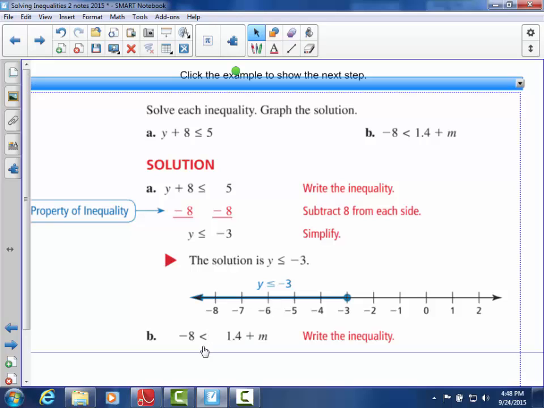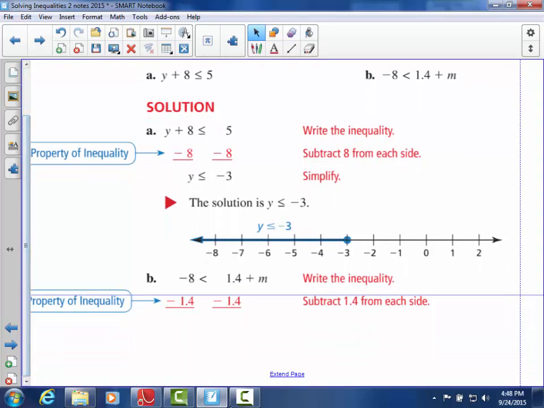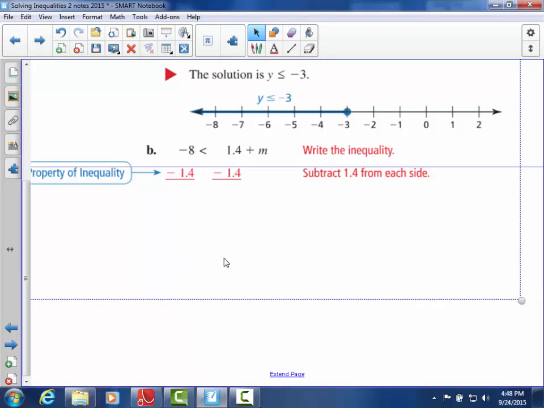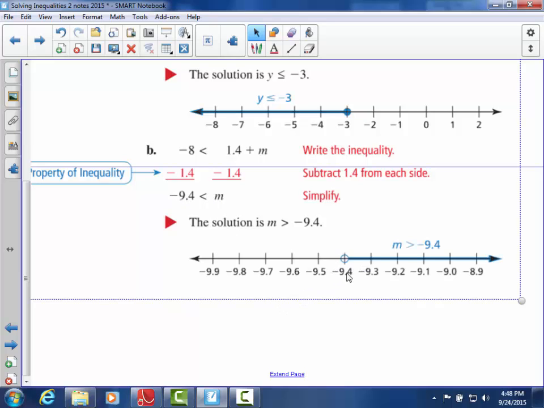Okay, so if we're looking at b, we write down our inequality. Here the 1.4 is keeping m from being by itself. So we would subtract 1.4 from both sides. Okay, then we would find out that negative 9.4 is less than m. So our solution, notice how we switched it around. We wrote it back this way. M is greater than negative 9.4. So we put the circle at negative 9.4 because it's not included, because we don't have the line underneath. And then we shade to the right because that's where the numbers are greater.